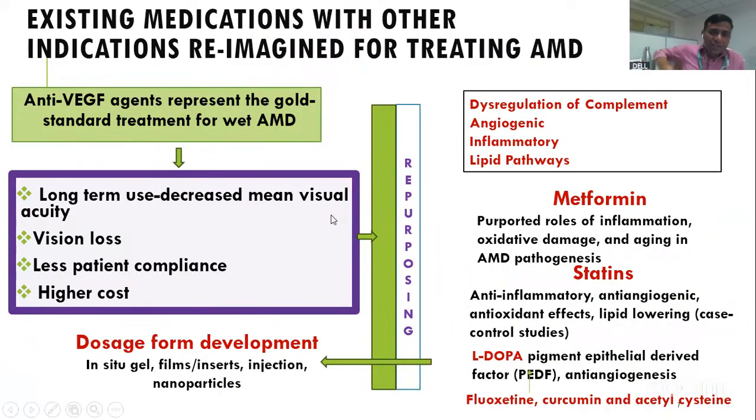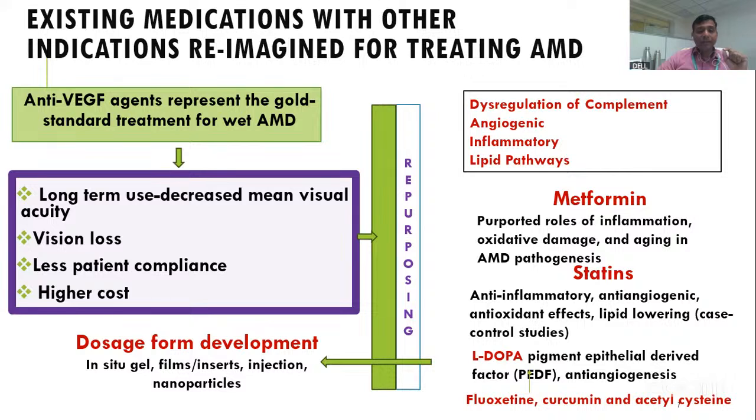Have a look at this repurposing of drugs. We can reimagine the treatment of AMD, age-related macular degeneration. The gold standard drug for AMD is the anti-VEGF, vascular endothelial growth factor agents. But due to its long-term use, it will decrease the mean visual acuity, and also there is a chance of vision loss, less patient compliance, and higher cost. Another few reasons are the stability issue and also the storage.